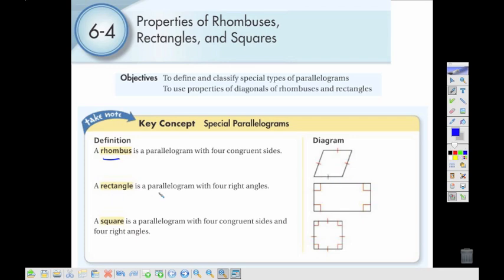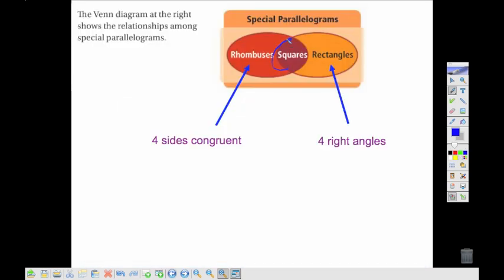A rectangle then has 4 right angles. Notice the definition is about the angles, nothing about opposite sides being congruent. Those are things we know because it's a parallelogram, but the definition is just that the 4 angles are right angles. A square then is a parallelogram with 4 congruent sides and 4 right angles. So we can think of a square as a rectangle and a rhombus at the same time. A square then would be a combination of the two.